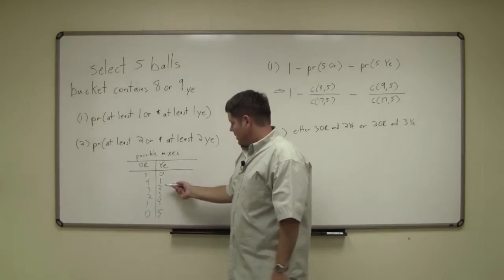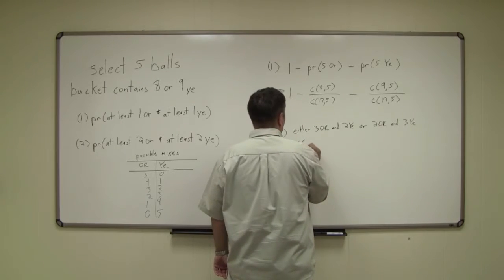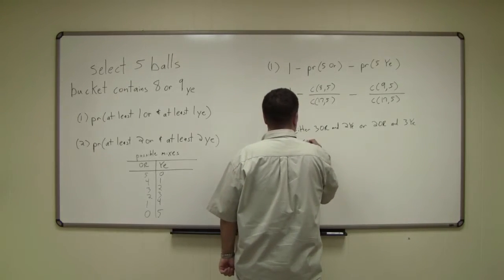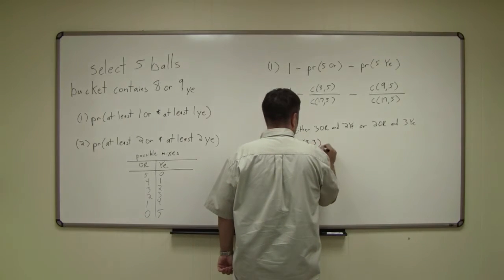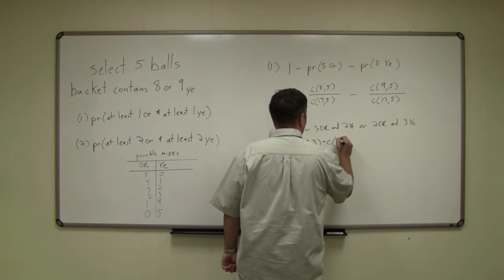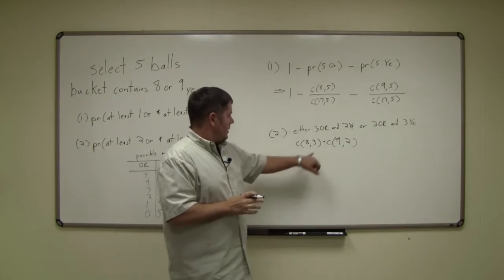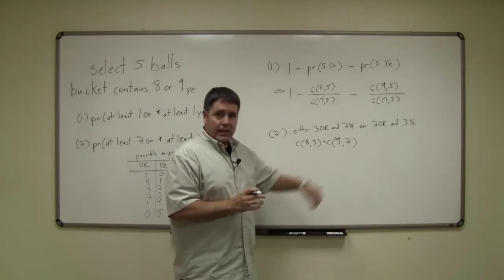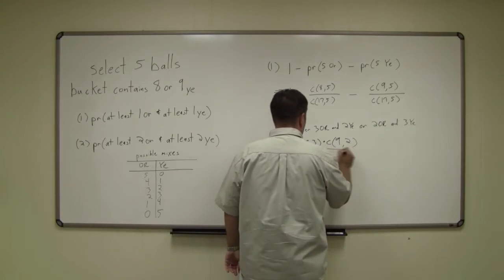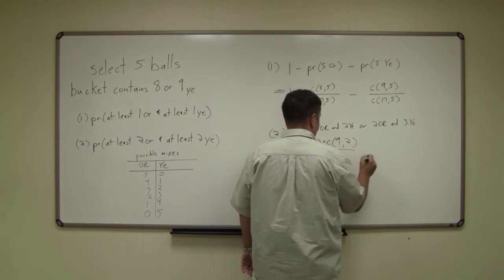That's this and this. All right, so for the first one, getting 3 orange, you would say there are 8 orange available. We need 3, and "and" means multiply. 2 of the yellows, there are 9 yellows available. We need to get 2. 3 of the 8 orange and 2 of the 9 yellow. Of course, this is probability, so on the bottom we have 17, choose 5.